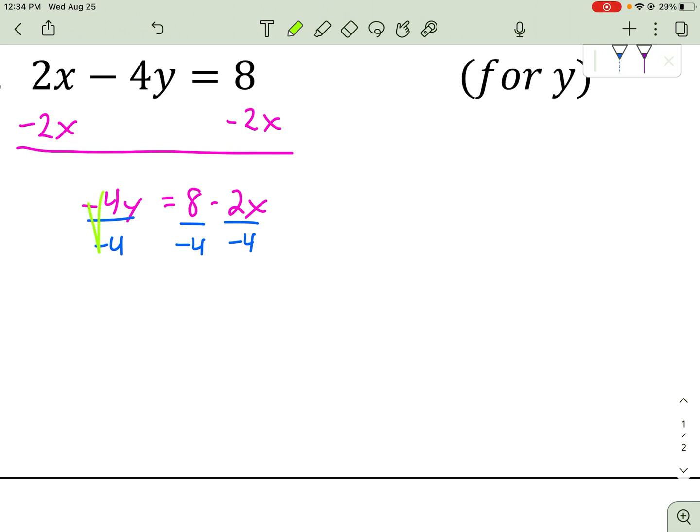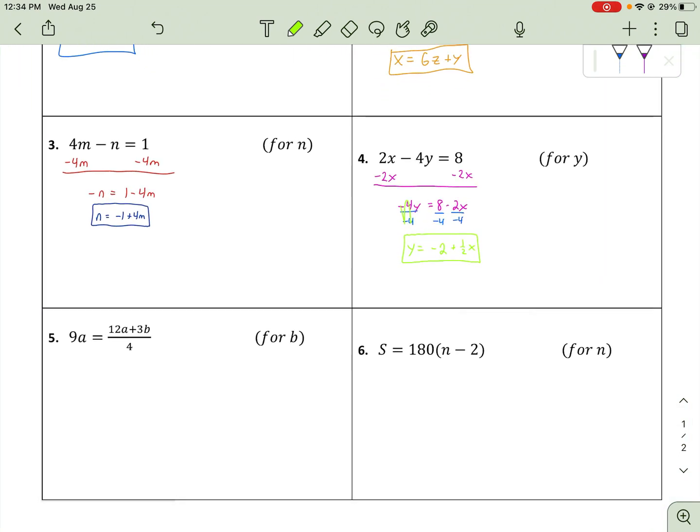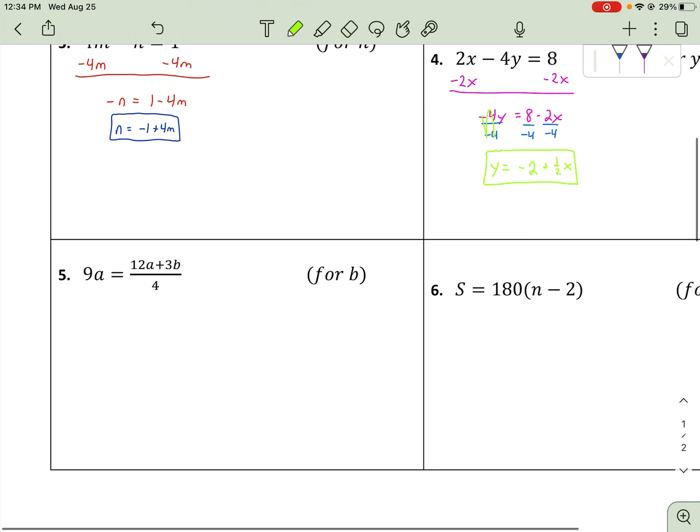So over here, these cancel, which is what we wanted. So you just get y equals, and now you can go ahead and divide. 8 divided by negative 4 is negative 2. And then here we have negative 2 divided by negative 4 is positive 1/2. So you get positive 1/2 x. And this is actually the equation of a line that we should be able to graph now, which we'll be learning soon, if not already.